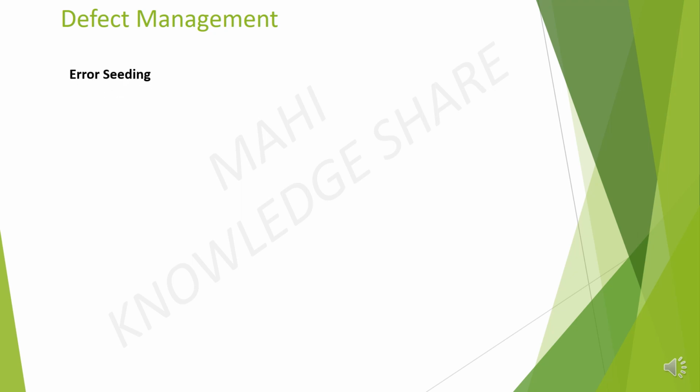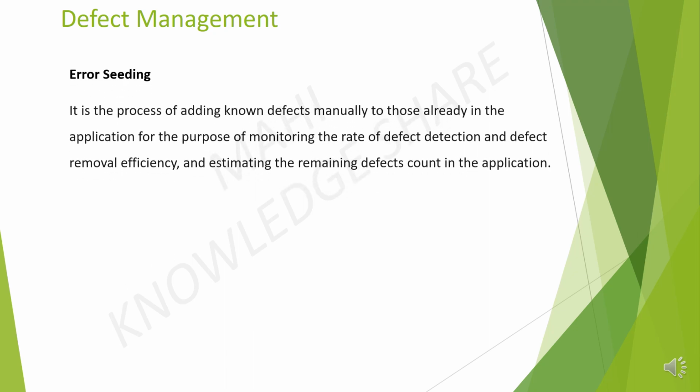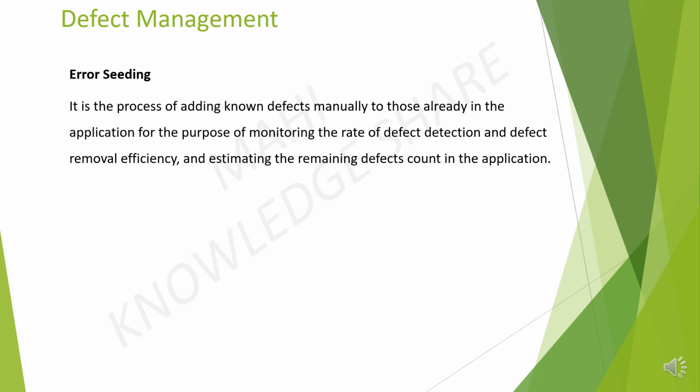Define error seeding. It is the process of adding known defects manually to those already in the application for the purpose of monitoring the rate of defect detection and defect removal efficiency and estimating the remaining defects count in the application.